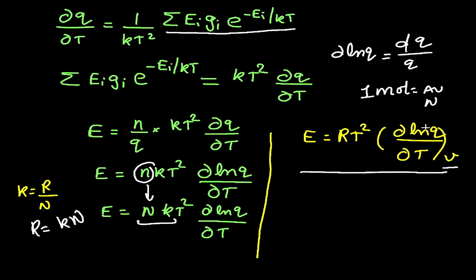And this is the final expression for our internal energy in terms of partition function q. Now in a few books it is written as small q, in a few books it is written as capital Q, and so on.